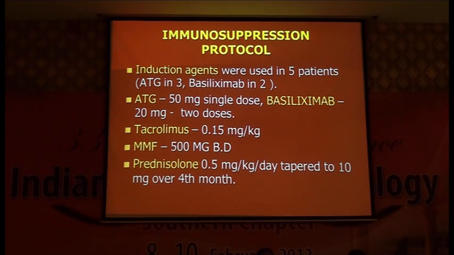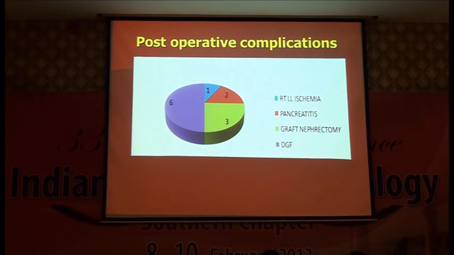Following the immunosuppression protocol that we use, induction agents became available very recently, and we have used them in 5 patients free of cost. ATG in 3 patients and basiliximab in 2 patients. ATG we use as a 50 mg single dose. Basiliximab 20 mg on day 0 and day 4. And tacrolimus 0.1 mg per kg of weight, with mycophenolate 500 mg twice daily. And prednisolone 0.5 mg per kg per day.